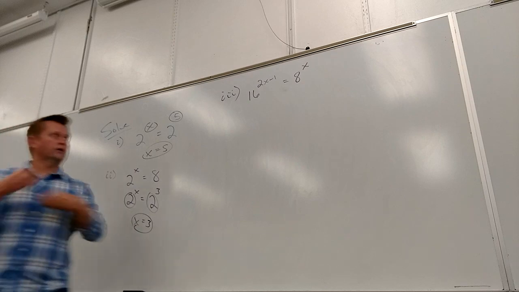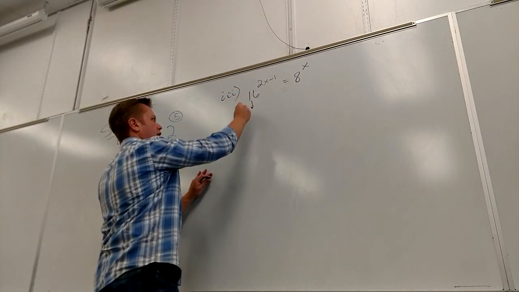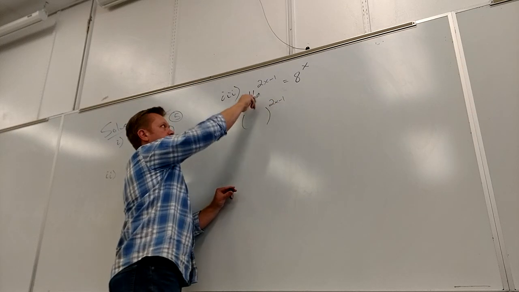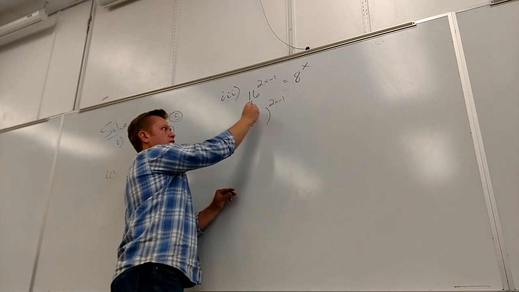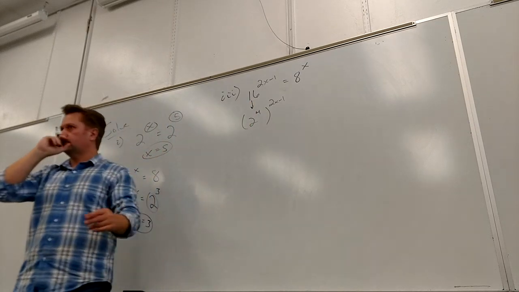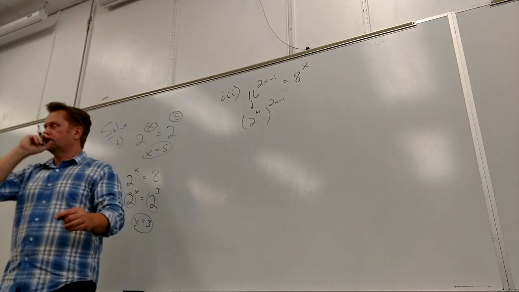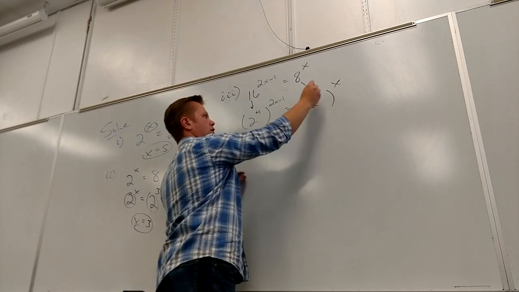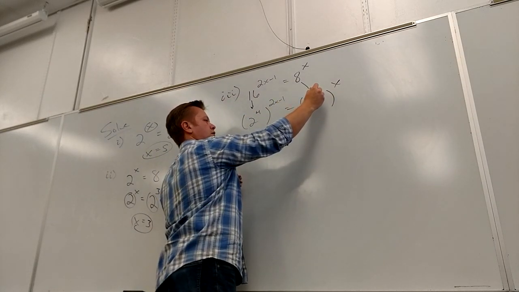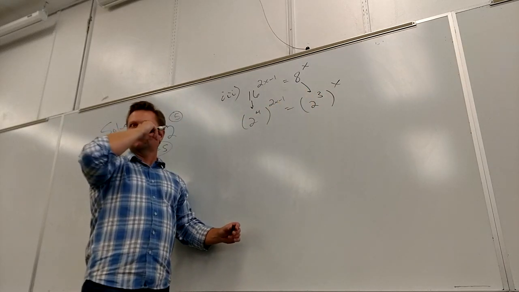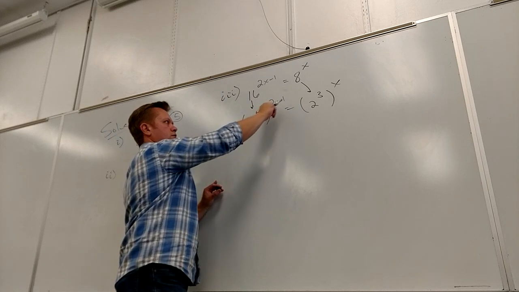So I can rewrite 16. I can rewrite it as, let me put the 2x minus 1 there, right? 16 is 2 to the 4th, right? You guys with me? Equals, and 8 is 2 to the 3rd. What do you do with these?